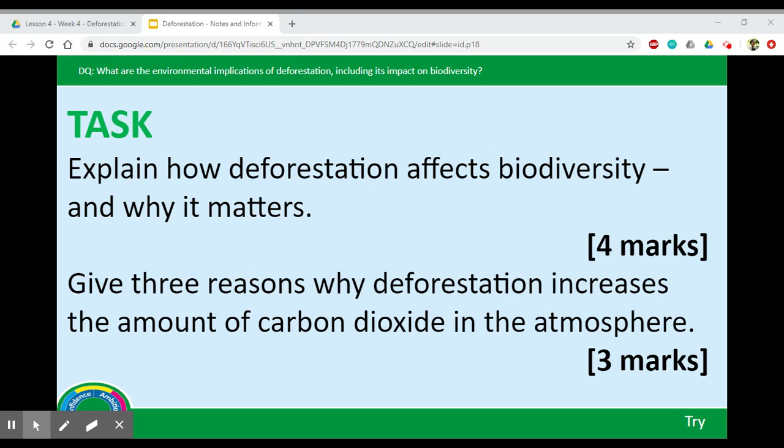Okay, so you have another task to do now. You've got 2 questions. Explain how deforestation affects biodiversity and why it matters. This question is worth 4 marks. You'll want to spend about 4 or 5 minutes on it. Afterwards, you just need to give 3 reasons why deforestation increases the amount of carbon dioxide in the atmosphere, and this is worth 3 marks. So in total, you want to spend about 8 or 9 minutes on this. Pause the video, come back in about 8 or 9 minutes once you've had a go at the questions, and we'll go through the mark scheme.